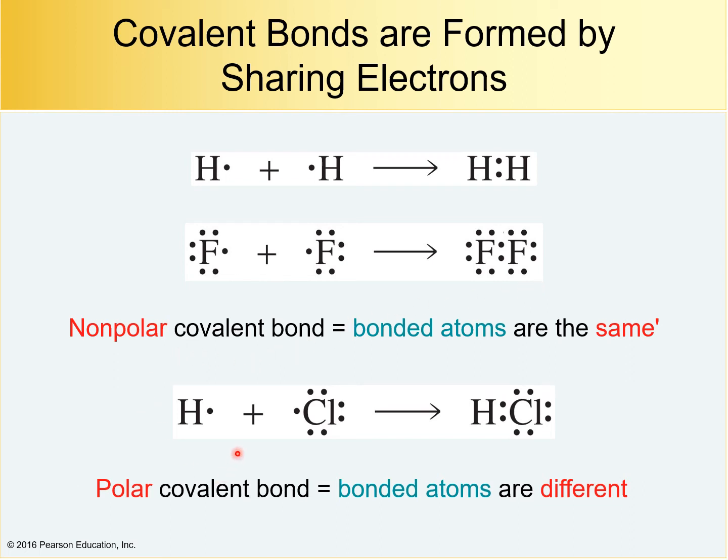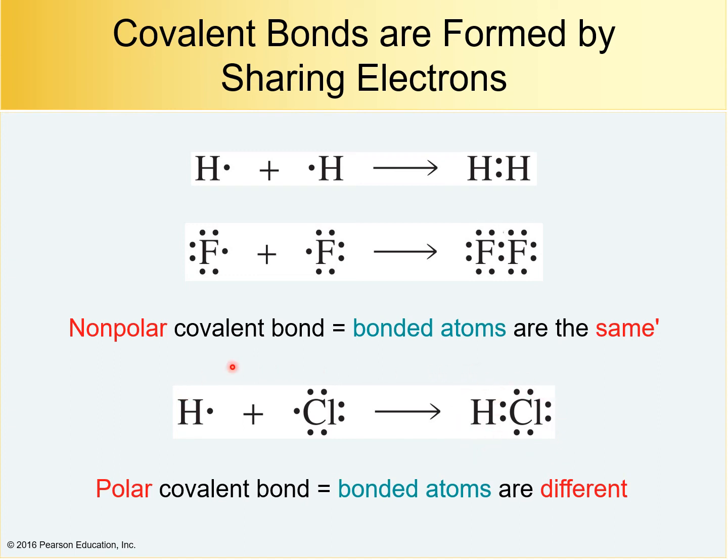On the other hand, if I take a hydrogen atom and a chlorine atom, hydrogen has one electron in its valence shell, chlorine has 7. If I use these electrons, one from each atom, to make a bond, now chlorine, because hydrogen is sharing an electron with the chlorine, has 8 electrons in its valence shell. It can pretend it's like a noble gas. Hydrogen has 2. I meant 8 for chlorine and 2 for hydrogen.